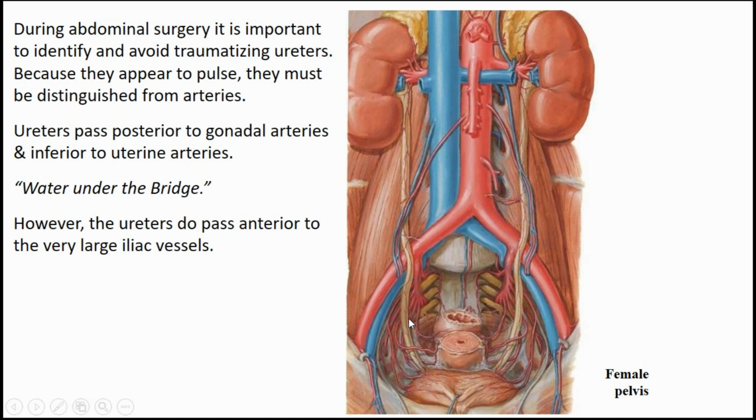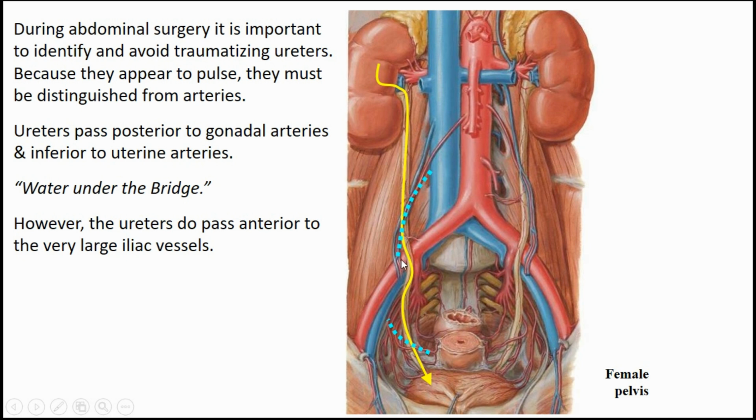One other key to making sure that you understand which vessels are vessels and which things are ureters is to remember the mnemonic water under the bridge. So the water, aka urine, is traveling down, and we have the gonadal vessels traveling anterior to it, and we have, in the women, the uterine artery traveling superior to it. Now, this mnemonic only goes so far because the ureter does travel over the vaginal artery, and the ureter does travel over the common or external iliac artery up here.